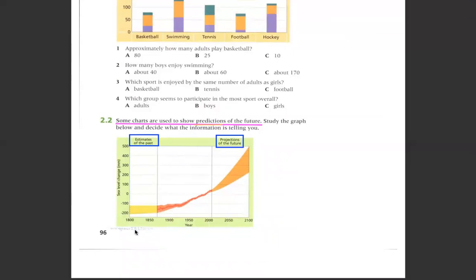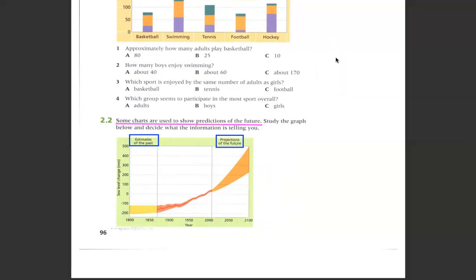So let's have a look at this chart. So the first information tells us about the past, okay? This middle information tells us about the present. So this information is not a guess, but it's information that we know. And the last bit of information from 2000 to 2100 is a projection of the future. So this is an estimate, a prediction about what's going to happen in the future. So when we talk about the future, obviously we want to use the future tense.